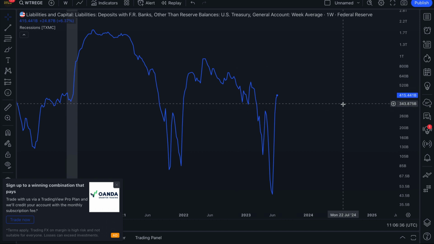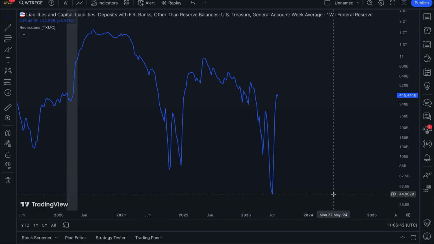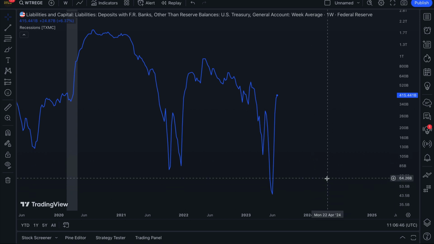This is very important because, just in case none of you are aware, the debt ceiling crisis was a very large talk within the United States.